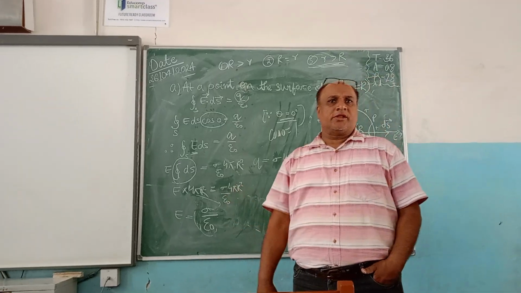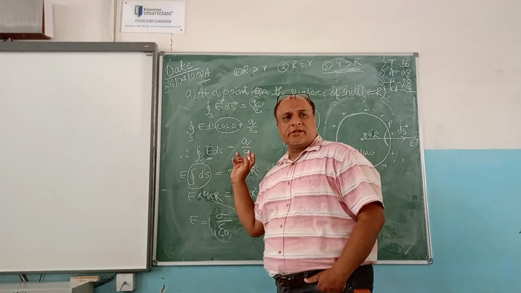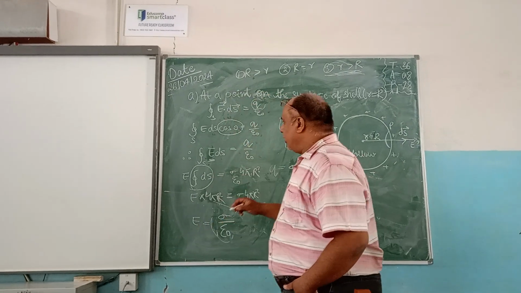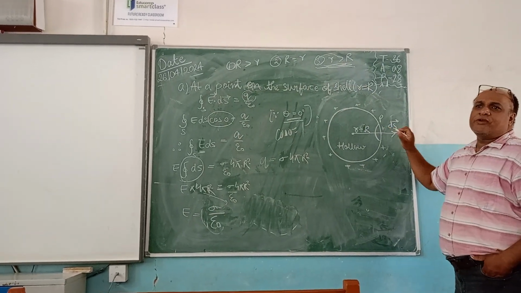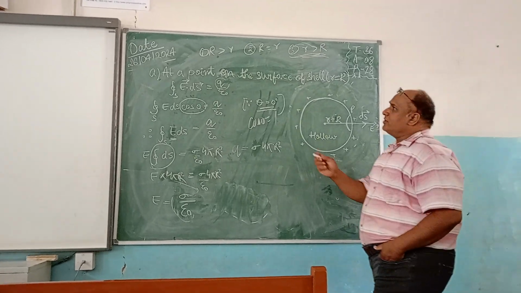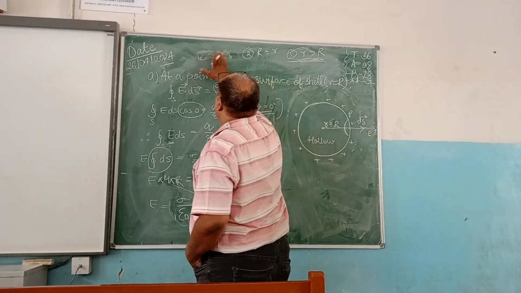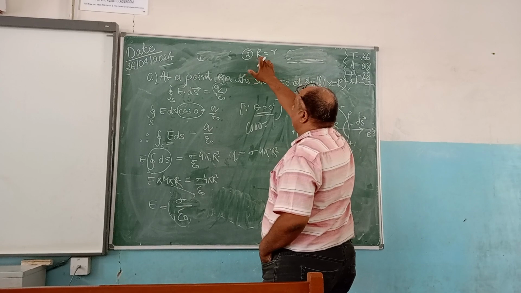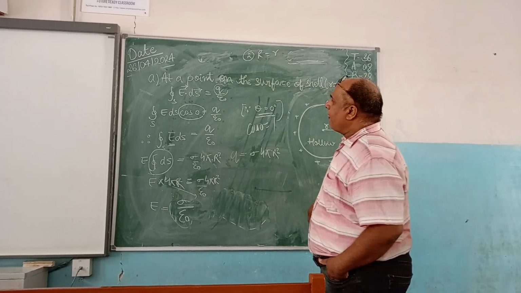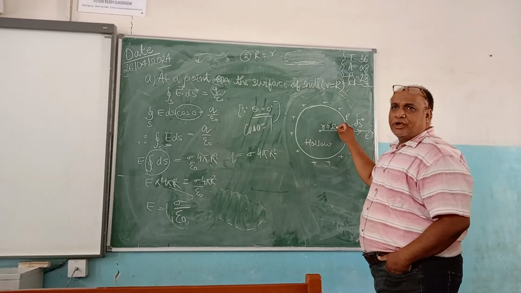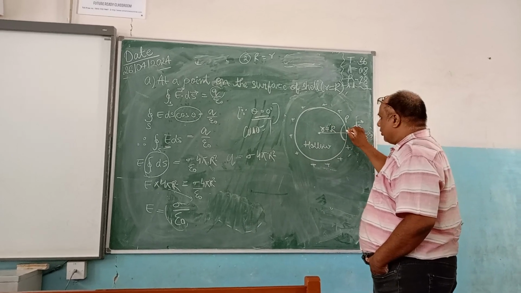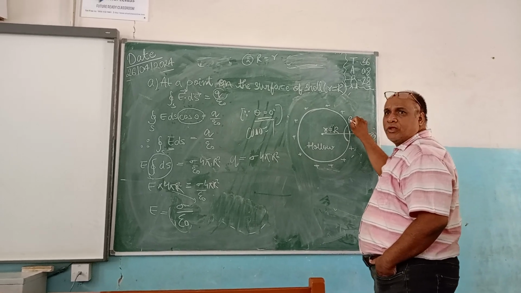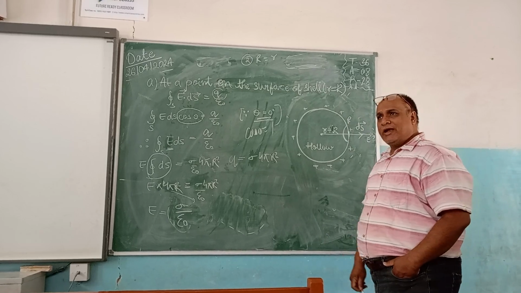The second case is when we find the electric field intensity at the surface of a shell. When we consider the surface of the shell, we take r is equal to R. Clear? Where capital R is the radius of the spherical shell and r is the distance of the point P where we find the electric field intensity.